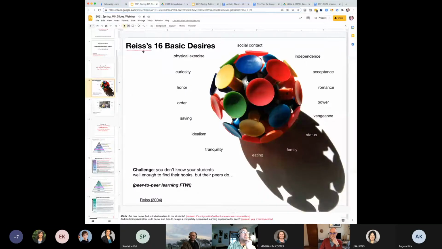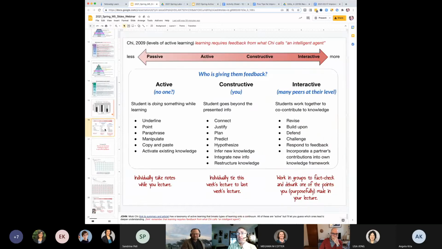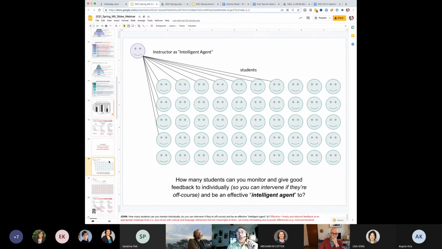I'm going to bring up this. I'm putting together some slides for the Teach Online at UW session that I'm participating in tomorrow. You might have all heard of active learning, and one of the things that she says is that learning feedback requires an intelligent agent. One of the points that I'm going to make tomorrow is that as an instructor, we are not the best people to be that intelligent agent to provide feedback. One, there are too many students. Two, we don't know our students as well as they know each other, oftentimes. So we can't provide good, intelligent, worthwhile feedback.